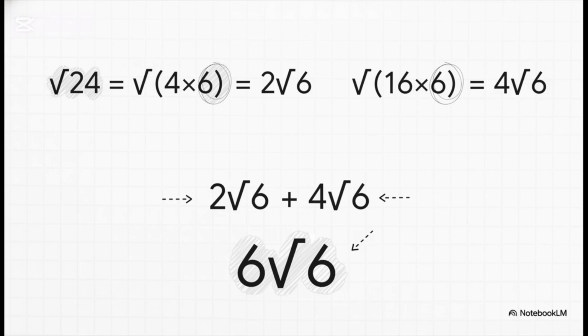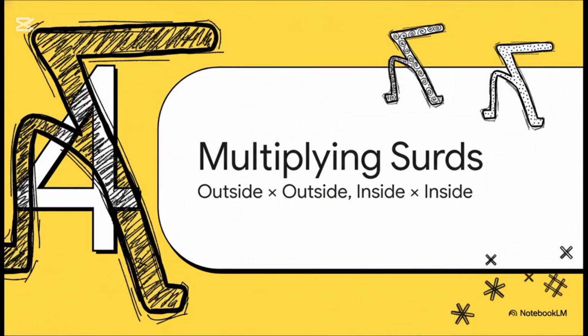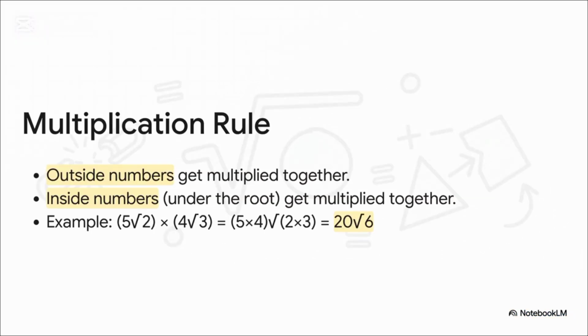See? It's like magic. All right, moving on to multiplication. And you're going to love this because it's actually way easier than adding and subtracting. There's just one simple rule. Outsides with outsides, insides with insides. Okay, so take a look at this. 5 root 2 times 4 root 3. We just follow the rule.